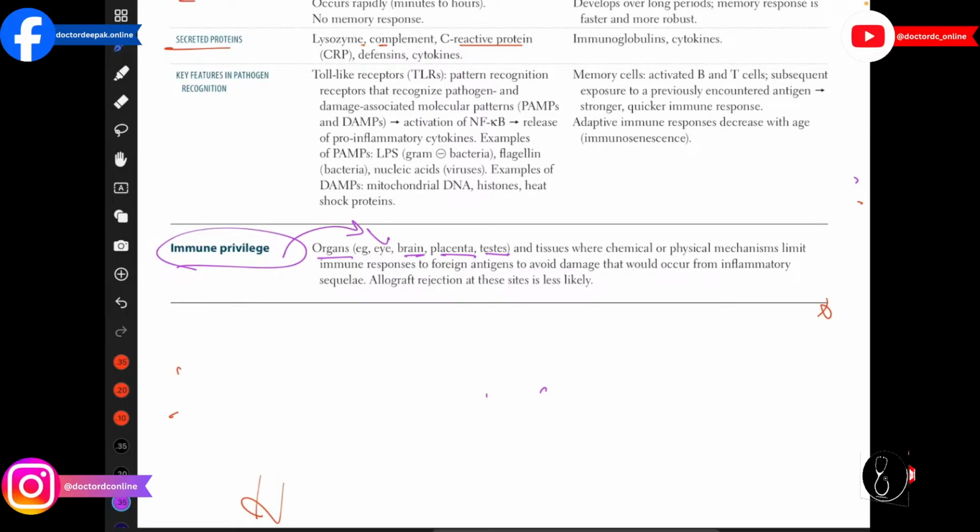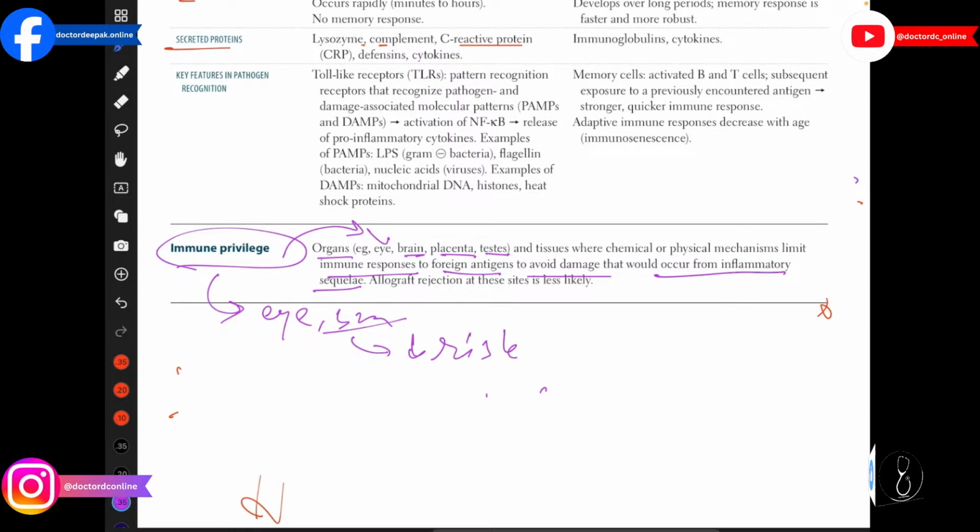So these cells use chemical and physical mechanisms to limit the immune response to foreign antigen to avoid damage from inflammatory sequelae. Due to immune privilege, these organs, the eye, brain, placenta, and testes, have less risk of allograft rejection as compared to others, because these organs have less exposure to the immune system.